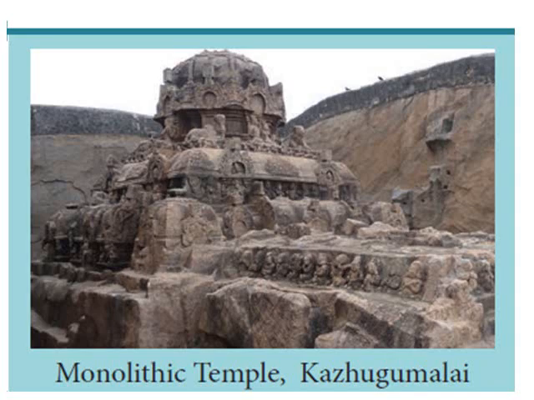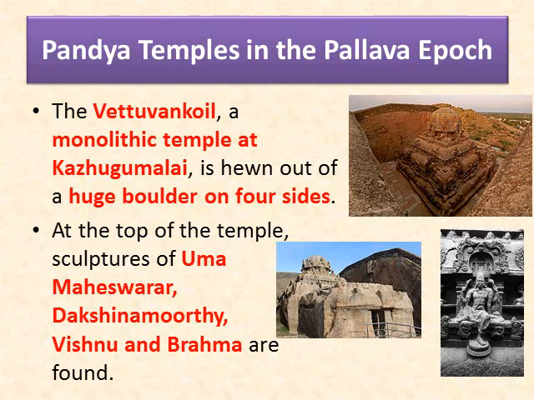Dear children, the Vetuvan Koil, a monolithic temple at Kalugumalai, is hewn out of a huge boulder on 4 sides. You can see that there. A single rock is there and it has been carved out. At the top of the temple, sculptures of Uma Maheshwarar, Dakshinamurti, Vishnu and Brahma could be found. So, which is a monolithic temple found at Kalugumalai? It is the Vetuvan Koil.